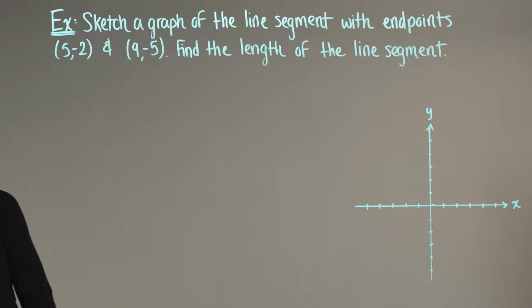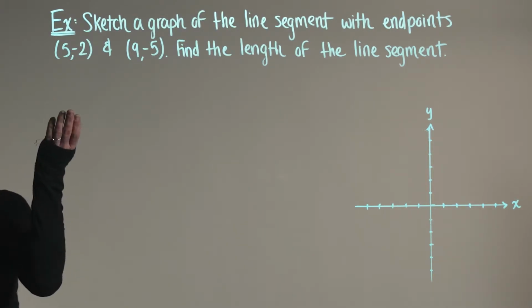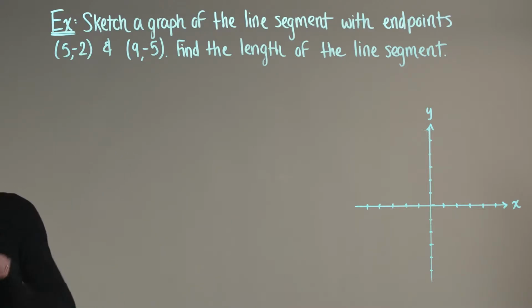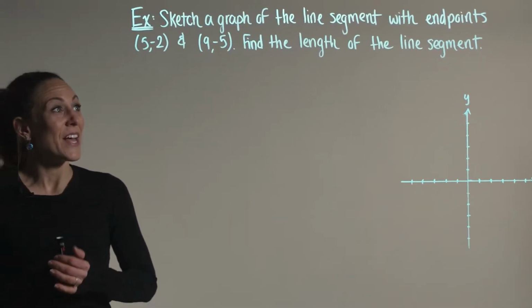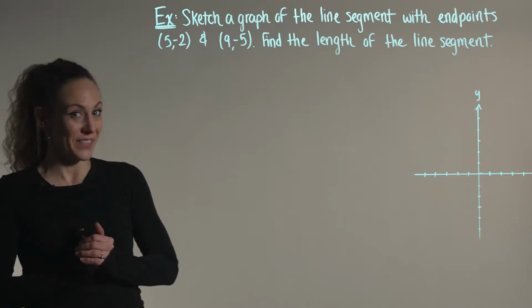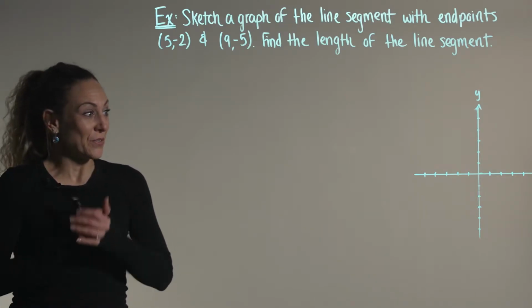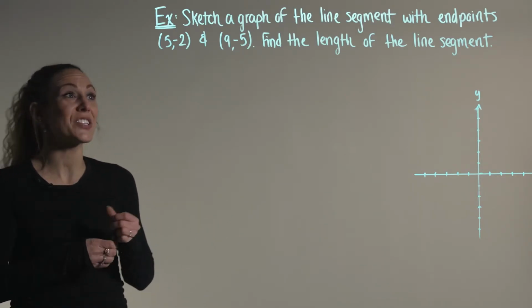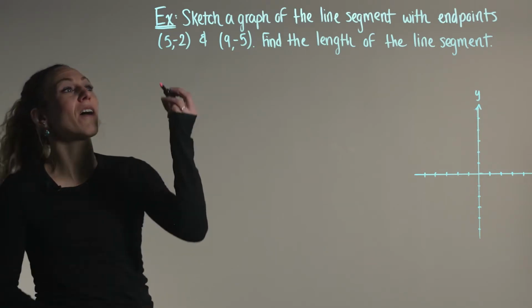Sketch a graph of the line segment with endpoints at the ordered pairs (5, -2) and (9, -5). Then find the length of this line segment. So the first thing that we need to do is sketch the line. And let's label our endpoints.